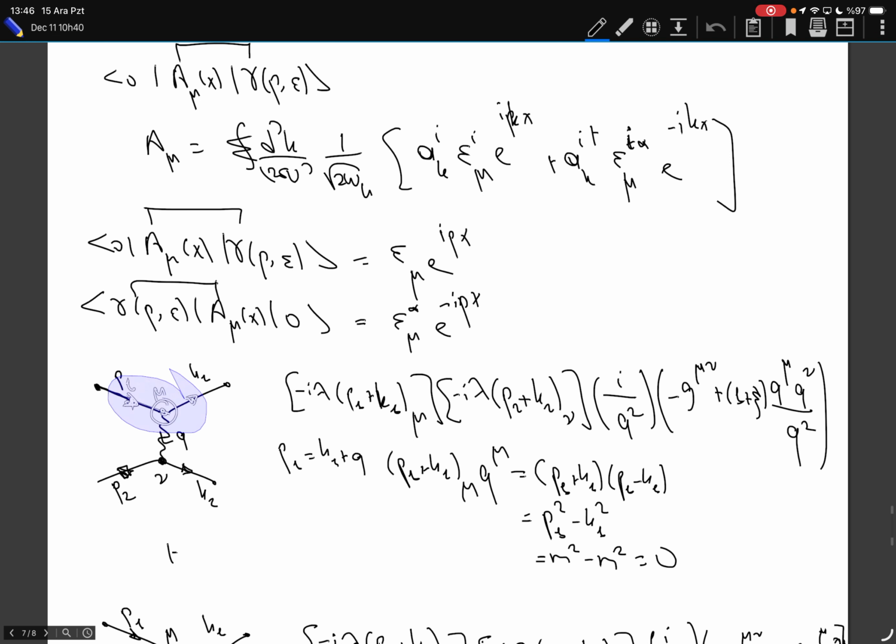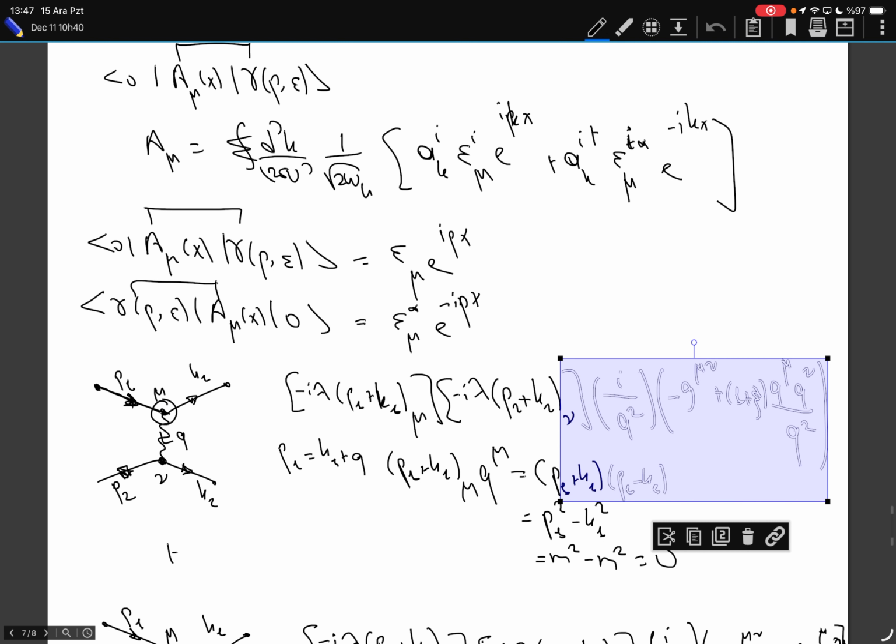Then I have this vertex factor. It's minus i lambda times all the momenta, where the momenta on that line are in the same direction as the particle flow. So I have minus i lambda (p1 plus k1). Similarly, for the other vertex, I have minus i lambda times (p2 plus k2). Then I have the photon propagator, which is all this expression. So once I see the Feynman diagram, I can straight away write the corresponding contribution to the S matrix element from this diagram.